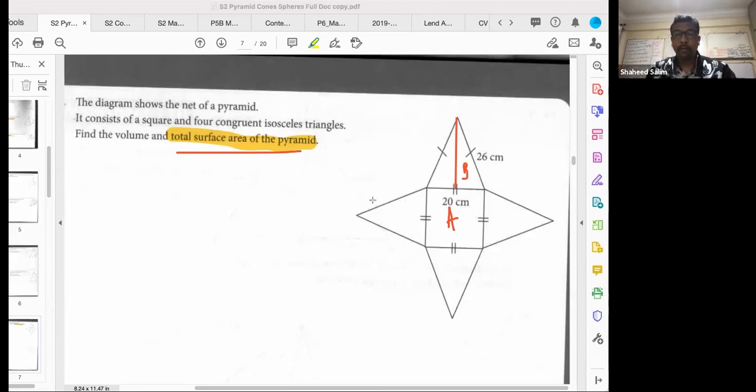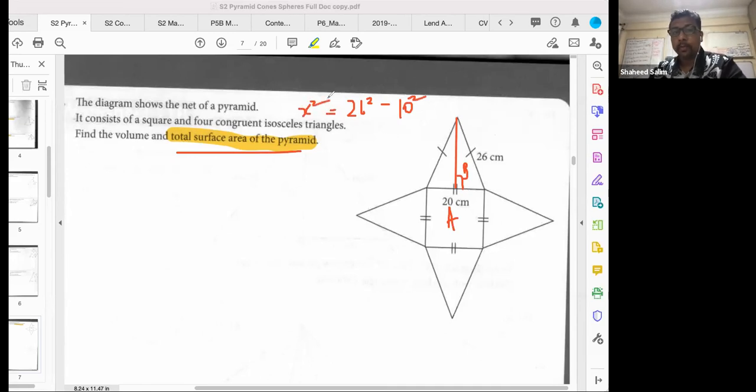24. 24. Akila, you also got 24 for it? Insyirah also got 24. You use Pythagoras lah. 26 squared minus 10 squared. You don't use 20, right? You use 10, right? Equals x squared.